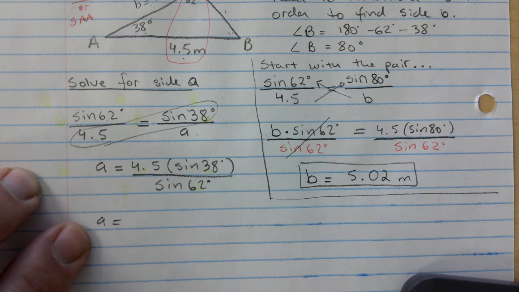And let's go ahead and solve it. 4.5 times sine of 38, divided by sine of 62. You get 3.14.